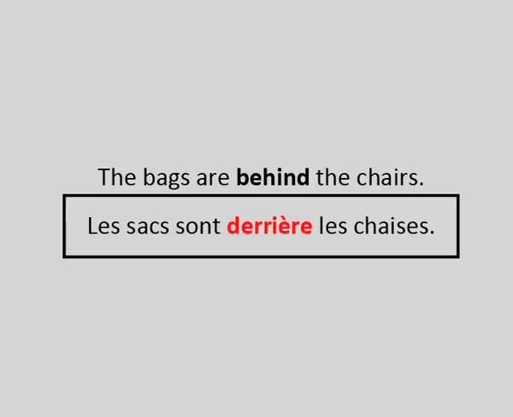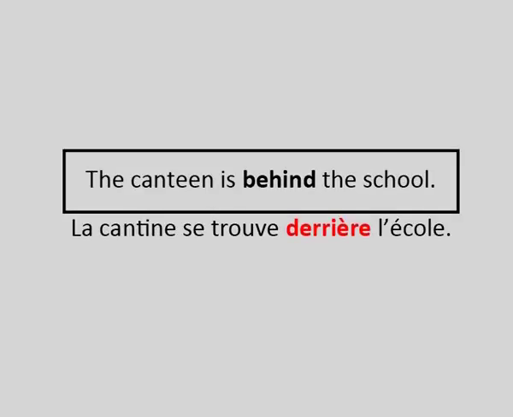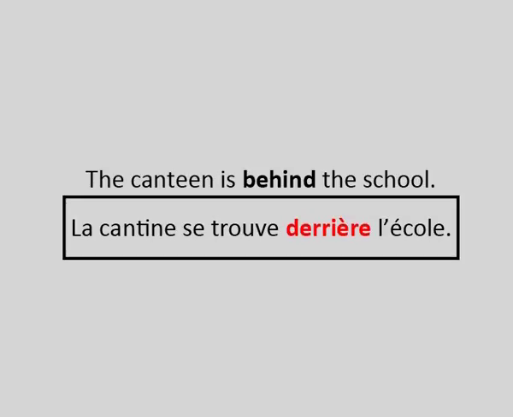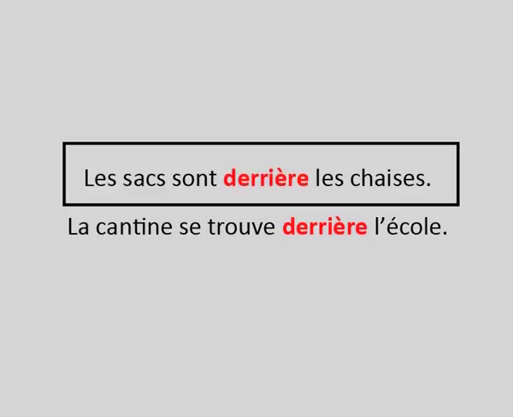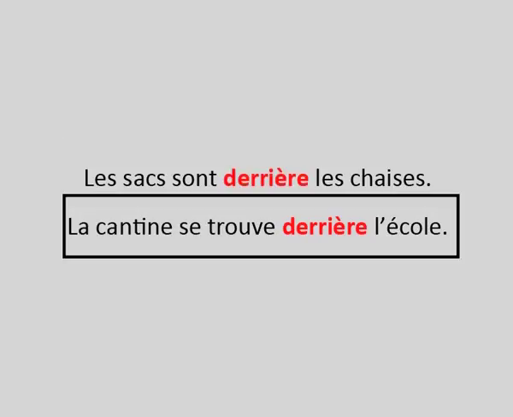Let me give you another example. The canteen is behind the school. The French equivalent of this sentence is, la cantine se trouve derrière l'école. I'll again read the two French sentences. Les sacs sont derrière les chaises. La cantine se trouve derrière l'école.